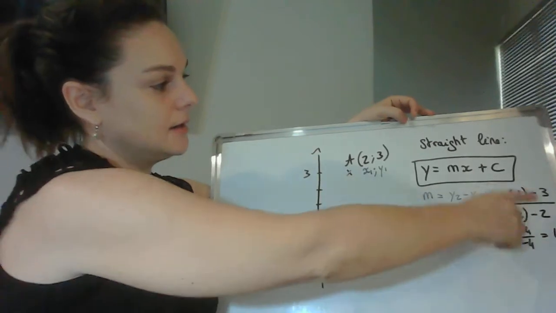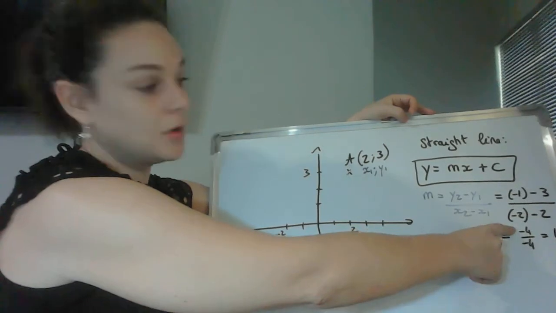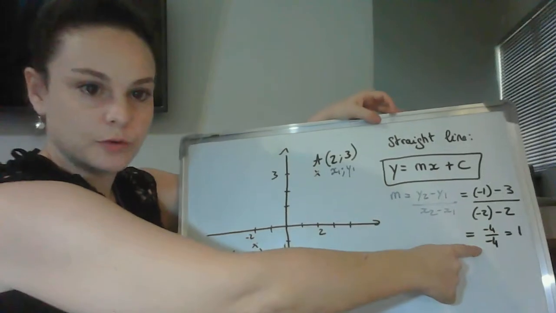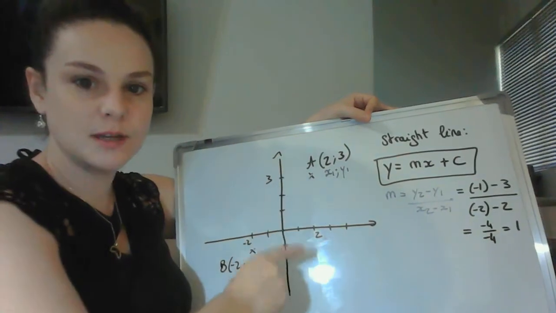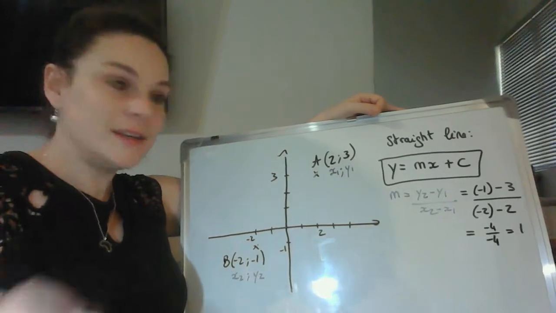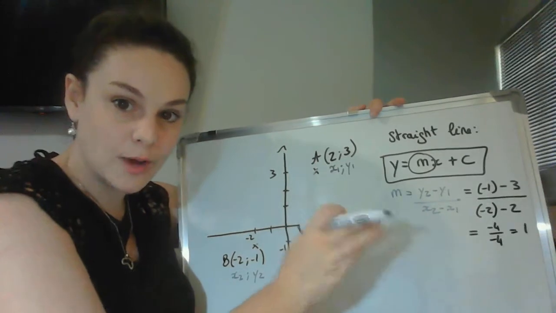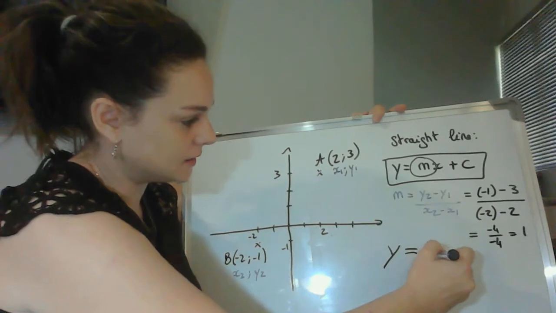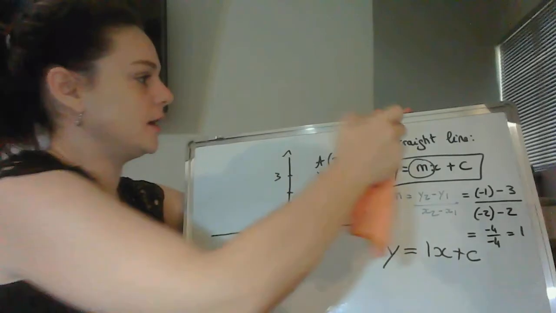Alright, then be careful with the signs. It's minus 1 minus 3 gives me a minus 4, and minus 2 minus 2 gives me a minus 4. So minus 4 over minus 4, I'm getting a gradient of 1. I wanted it positive because it's inclining, so it's possible. Alright, so I already solved the gradient m. So now I've got half of my equation already. I know the equation is now y equals 1x plus c. I've got the m value.